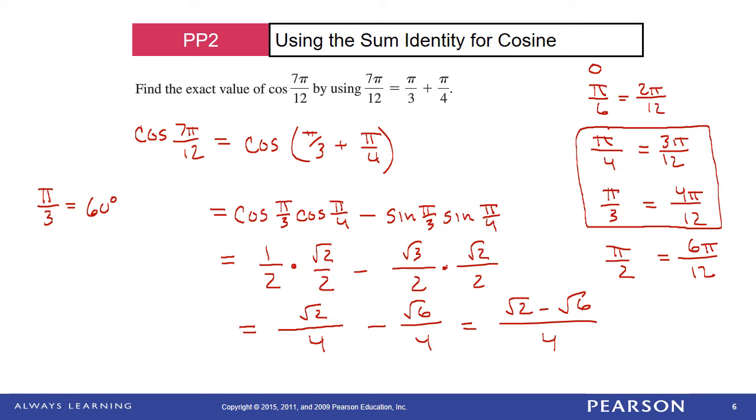Alright, so my question is, what is the angle measurement that I just figured out? Cosine of 7 pi over 12, what is that? If I convert this to angle measurements in terms of degrees, pi over 3 really is 60 degrees. Pi over 4 is 45 degrees. So if I add these up, 60 plus 45 is 105. So I just figured out the exact value of cosine of 105 degrees. And that's cool.